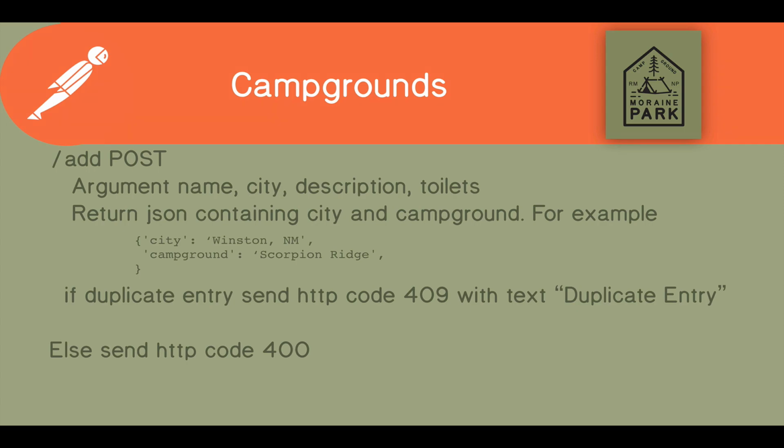And finally, in our API, we'll have a POST request for add, so we can add another campground to our database. That'll take all the fields we want, like the name of the campground, the city it's near, the description of the campground, and what's the toilet description. And it'll return a JSON just containing the city and the campground as shown here. That just returns saying, hey, I did insert it into the database. If you're trying to insert something that's already in the database, it'll send that code 409 with text duplicate entry. Else it'll send that code 400. So let's take a look at what 409 is.